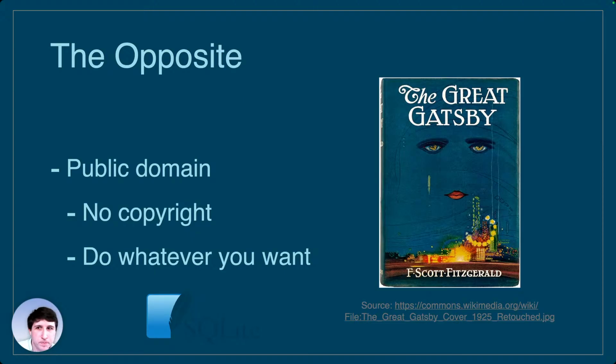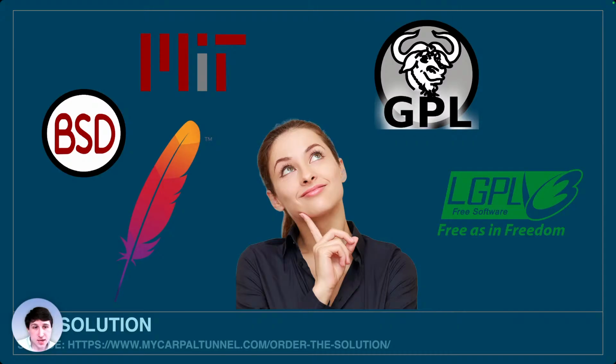So there are actually active businesses that work with software in the public domain, but this is really the exception rather than the rule. What we have mostly is open source licenses. And I have the logos here, and we're going to go through them over the next few minutes, of the most popular open source licenses.